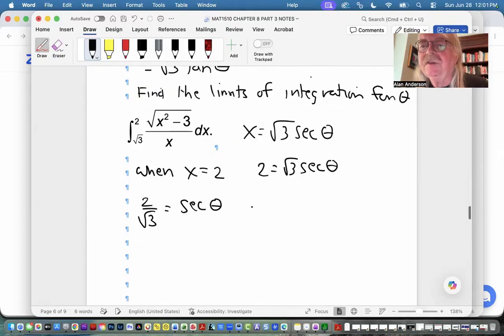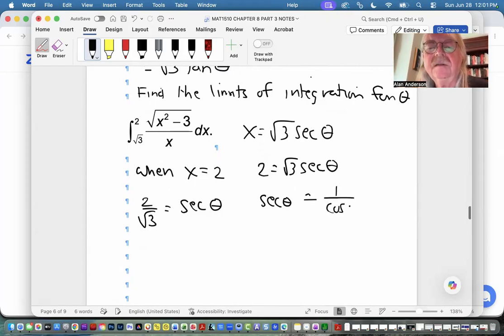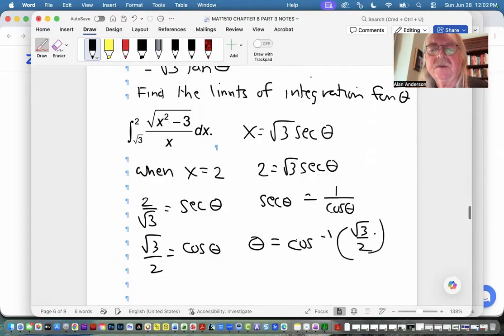Now, how do we solve for this? Well, here's what you have to do. Just remember the secant is the inverse of the cosine, which means that if 2 over radical 3 is the secant, that implies that the cosine is radical 3 over 2. And then theta is the arc cosine of radical 3 over 2. And that you can look up directly on your calculator. Okay, so let's give that a try.